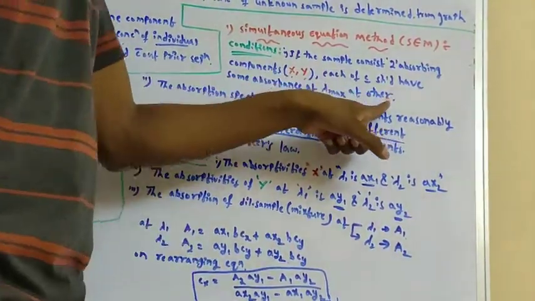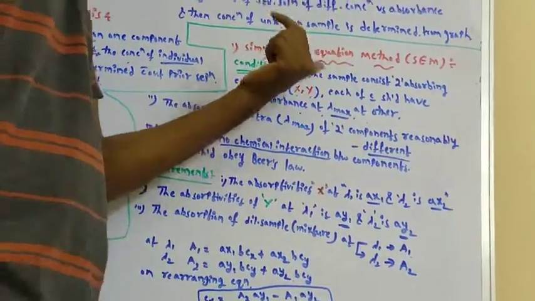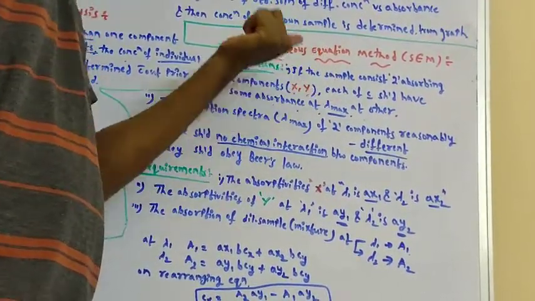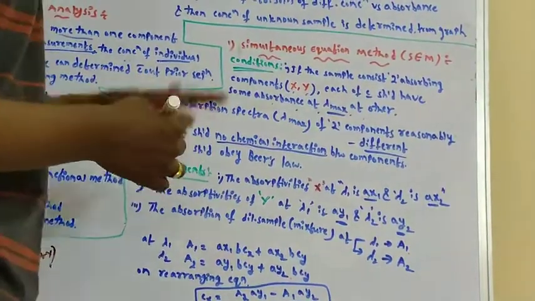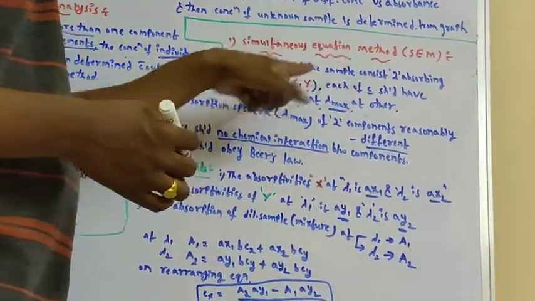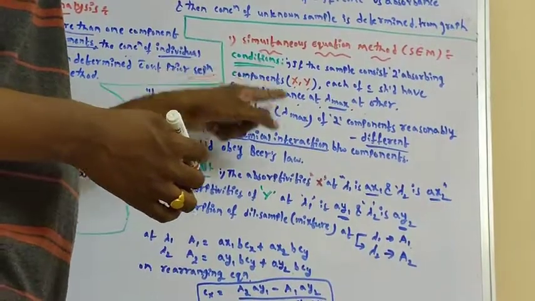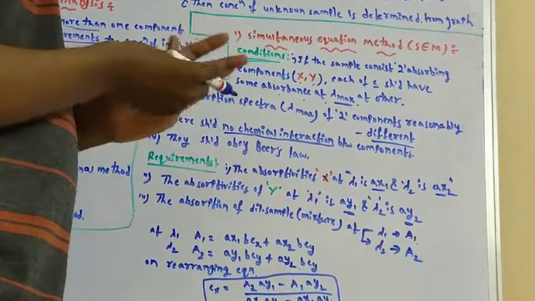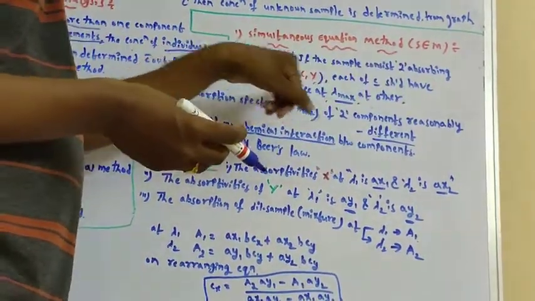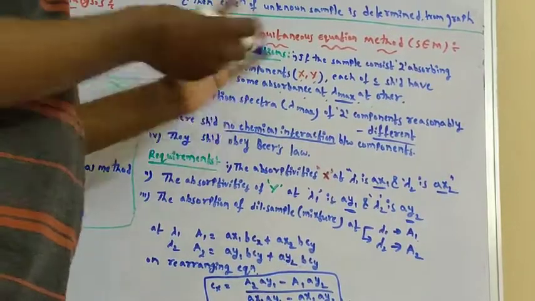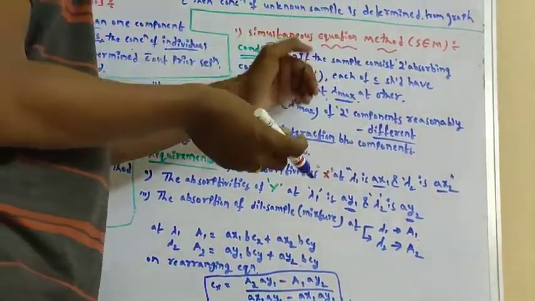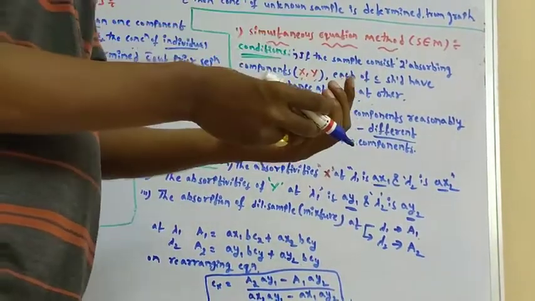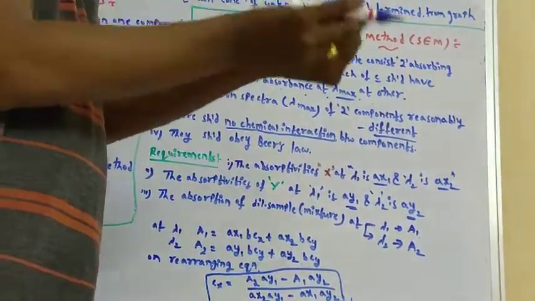Then only will the simultaneous equation method be applicable. Then only the concentration can be determined. Means, at least it should consist of two absorbing species. Two components should be there, which can be considered as X and Y. Each of which should have some absorbance at lambda max. Means X is having one lambda max and Y is having one lambda max, because those are two different components. So they possess two different lambda max.